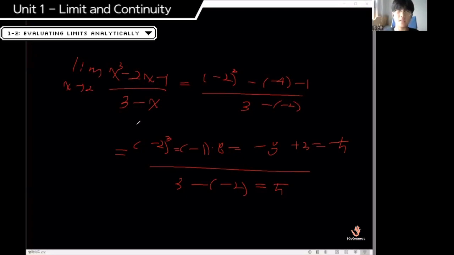So the limit as x approaches minus 2 of our function is minus 5 over 5. Simplify this to minus 1 if you need to. Now, once again, if the limit point is in the domain of the function, then you can use direct substitution to evaluate the limit.